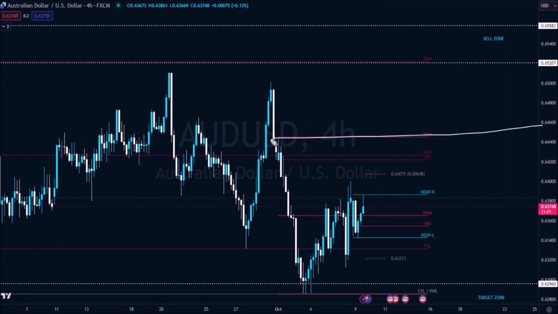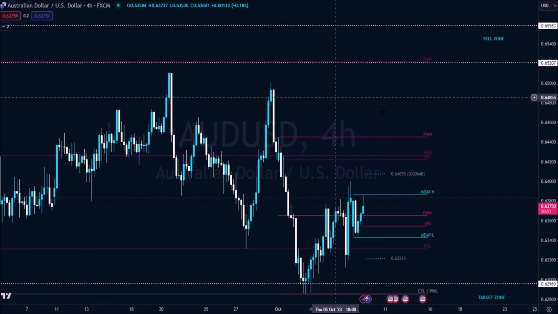Maybe there's a play at Monday's high, a deviation, something like that, but I prefer to wait for these weekly levels, something like this. And then we can see if we break below this monthly open, that'll give me the trigger to get short on Aussie dollar. Let's take a look at pound as well to the downside.